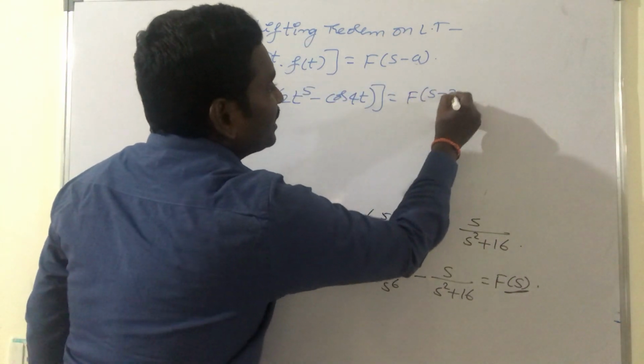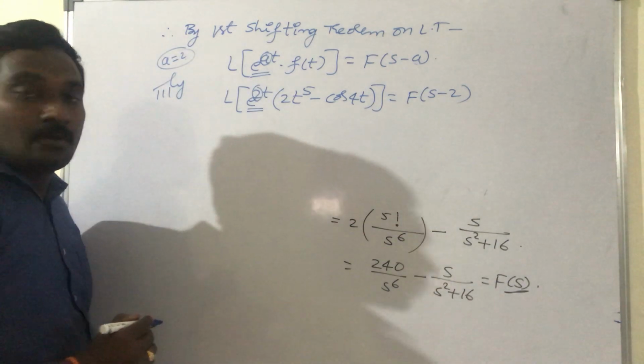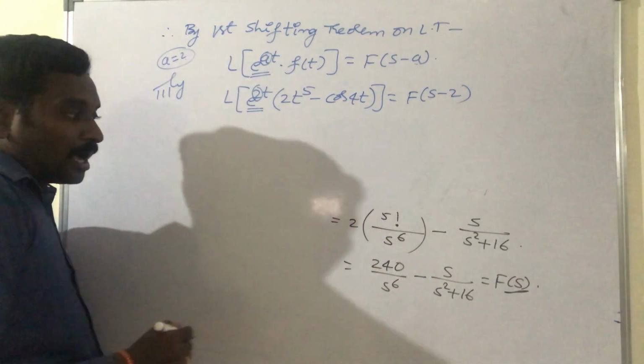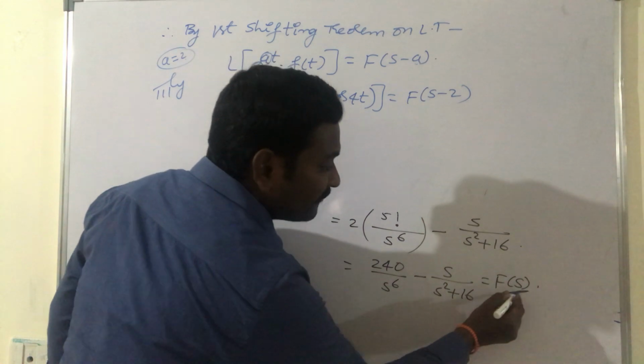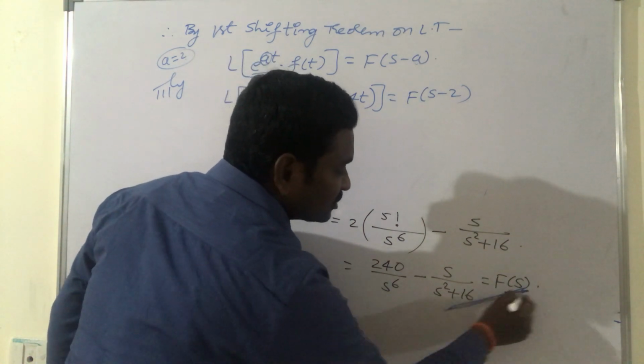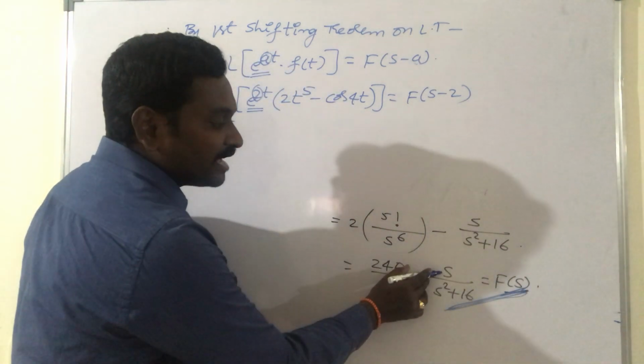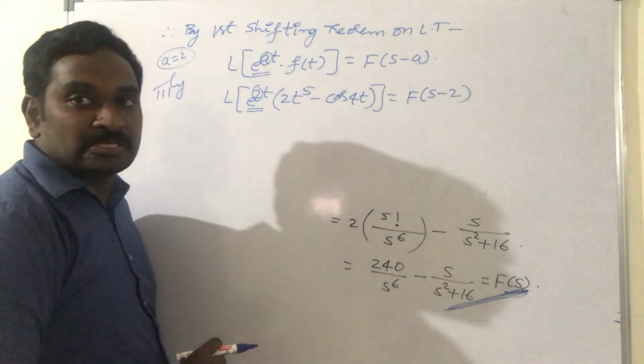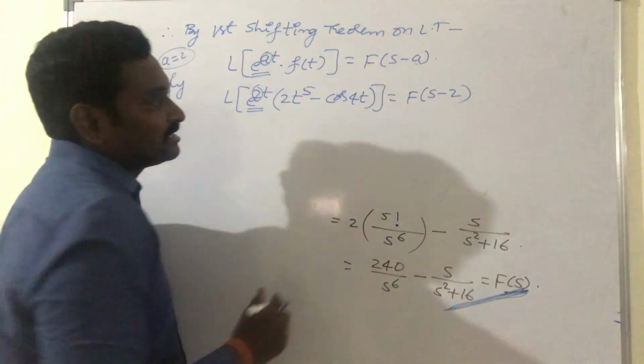So you will get f of s minus 2. What is f of s minus 2? Already in the previous step we got the value of f of s. In this function of s, whenever we have s, blindly replace it by s minus 2. That is the result of the first shifting theorem.